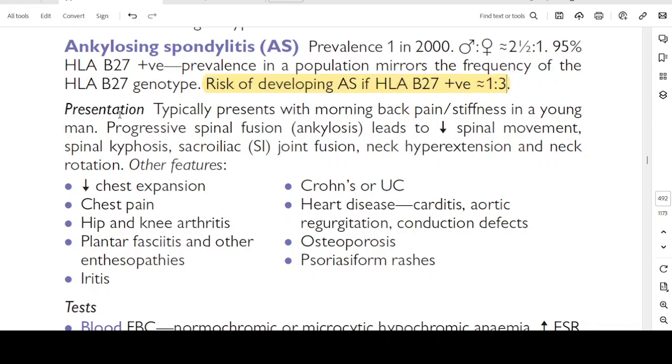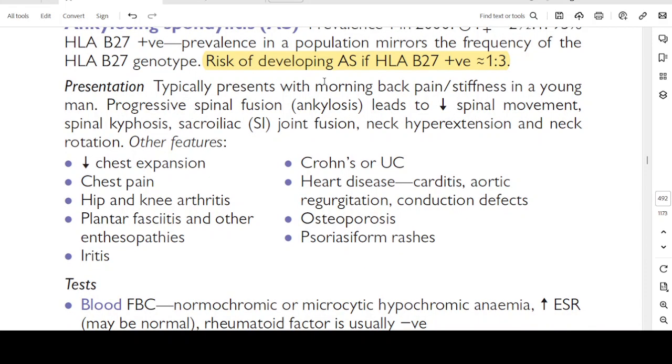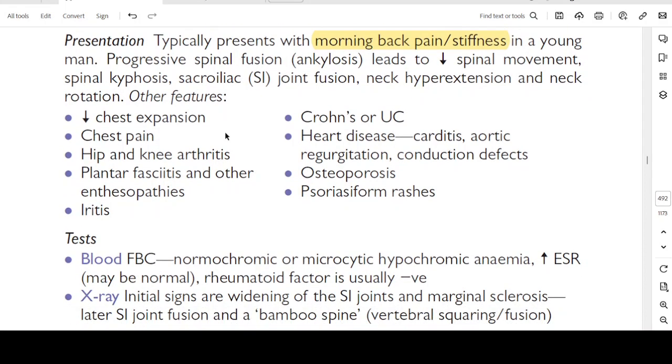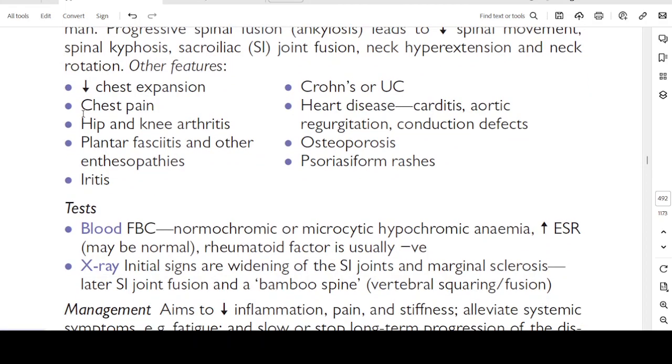Presentation typically is with morning back pain or stiffness in a young man. Progressive spinal fusion, ankylosis, leads to decrease in spinal movement, spinal kyphosis, sacroiliac joint fusion, neck hyperextension and neck rotation. Other features are decrease in chest expansion, chest pain, hip and knee arthritis, plantar fasciitis and other enthesopathies, iritis, Crohn's or ulcerative colitis, heart disease, carditis, aortic regurgitation, conduction defects, osteoporosis and psoriasiform rashes.